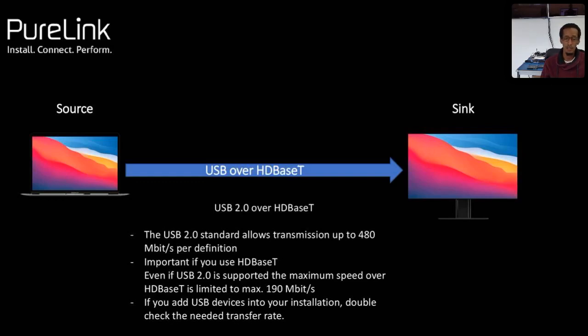So here it's very important, if you add a USB device into your installation and you want to run the USB device over HDBaseT, make sure that the device is either tested with the HDBaseT product, or you can find in the specification what is the maximum speed the device needs over HDBaseT. Again, with USB 2.0, the transmission is up to 480 megabit, but over HDBaseT, USB 2.0 is supported, but with a limited speed of 190 megabits.